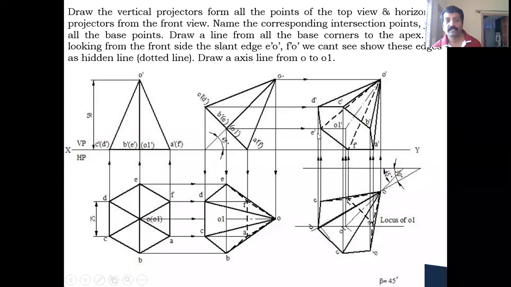E is here, E dash is here, this is E dash. F is here, F dash is here, this is F dash. And base axis point O1 is here, O1 dash is here, this is O1 dash. Apex point O is here, O dash is here, this is O dash. So all the points you have identified. Now all the base corners, you join all the base edges, and then all the corners of the base should be joined to the vertex.